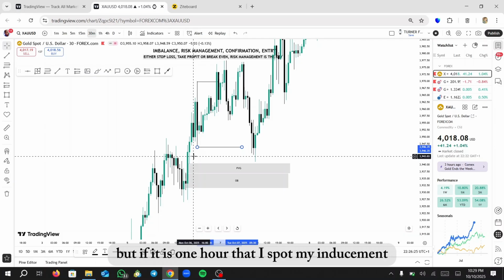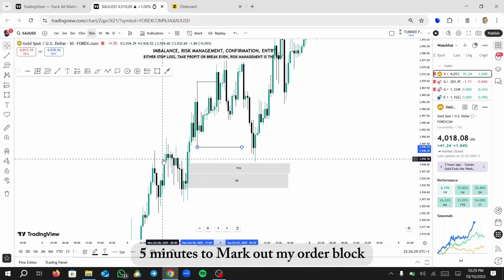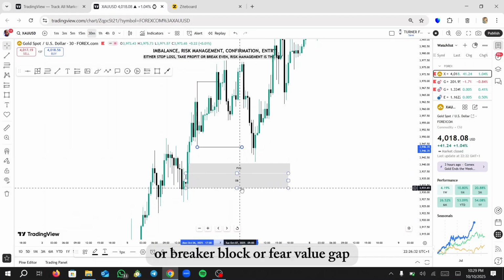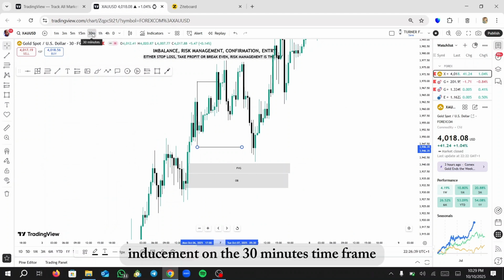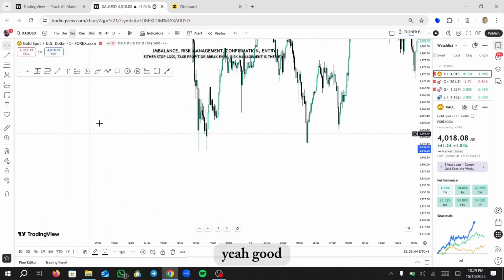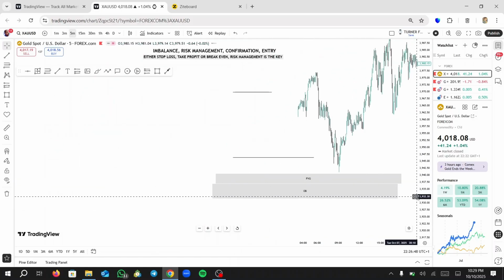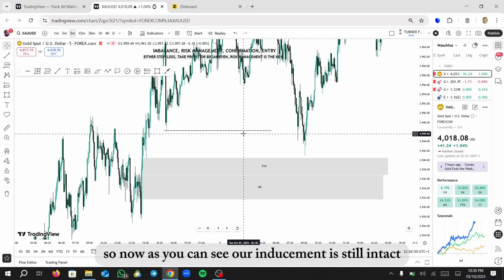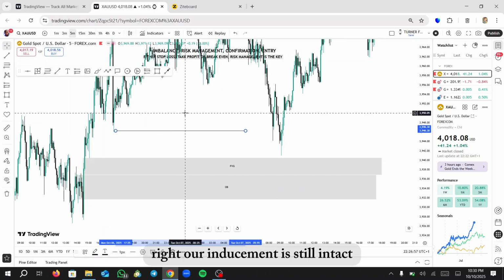But if it is 1 hour that I spot my inducements, I will scale down to 5 minutes to mark out my order block or breaker block or fair value gap, either of the three, right? So now let's go to 5 minutes, since I am spotting my inducement on the 30 minutes time frame. Good. So now, as you can see, our inducement is still intact, right? Our inducement is still intact.